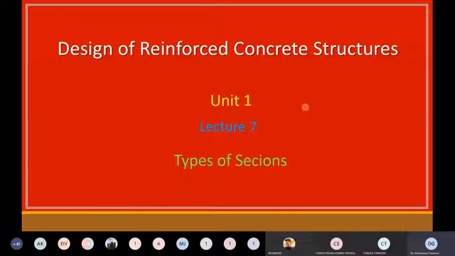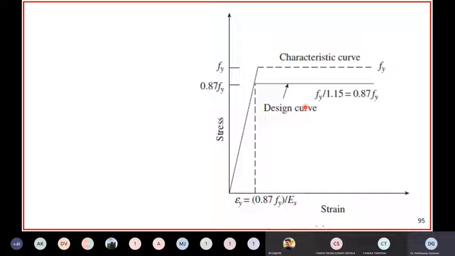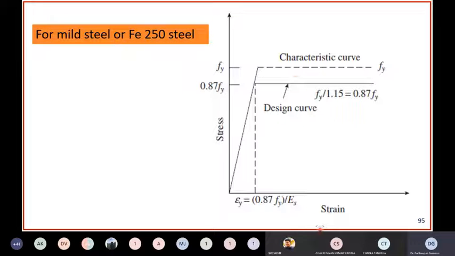We are going to see types of section. Before going to this, I want to mention some more points on the stress strain curve of steel. Remember, this is the stress and strain curve of a mild steel, which is given in figure 23b of IS 456.